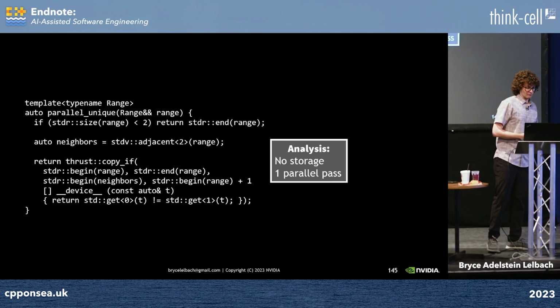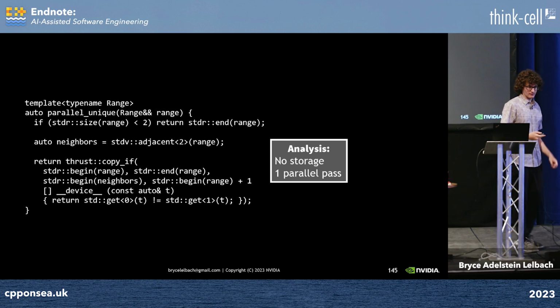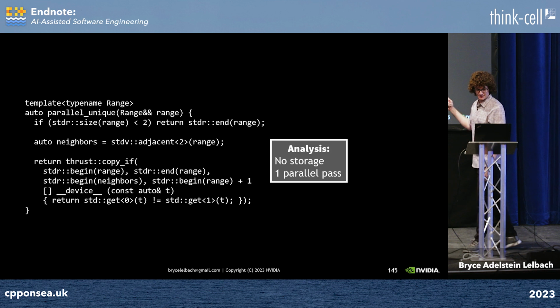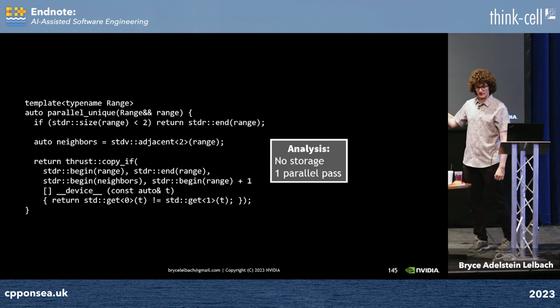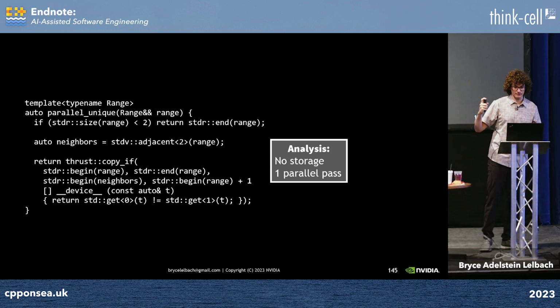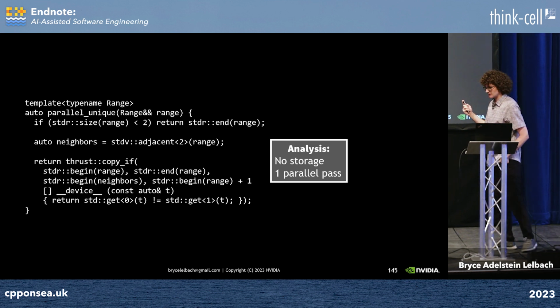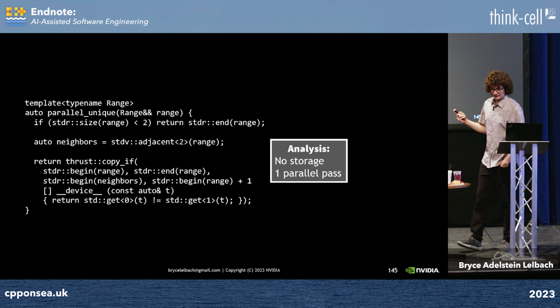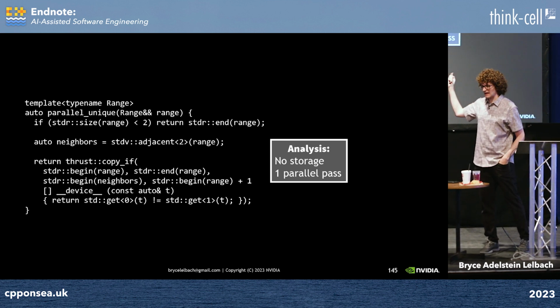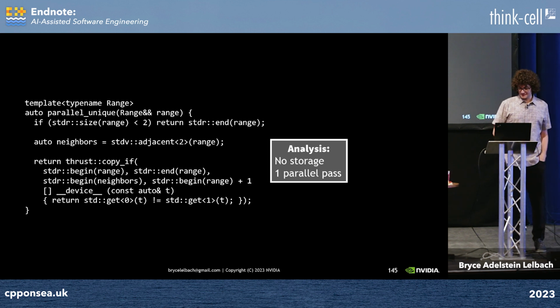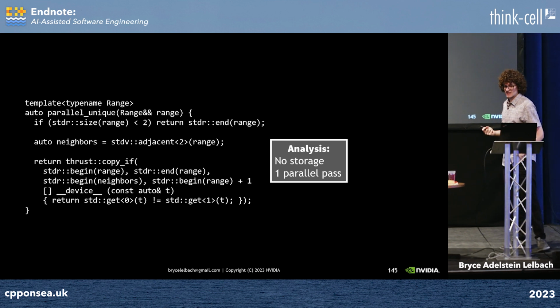So all that it does here is it constructs an adjacent view of the range, and then it does a copyif with a not predicate, a stenciled copyif, notably. So that's the algorithm. It's got no temporary storage, at least in the code that we can see here. Copyif might do other things, and it does it all in one parallel pass. And you may be wondering if this exercise was truly valuable.